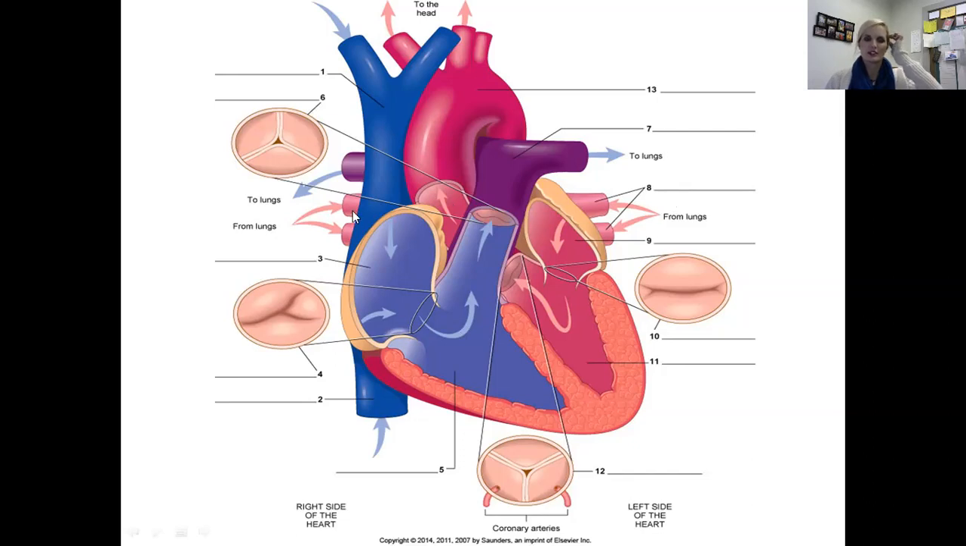You can see that there's some over on this side as well, because it's coming in from the lungs. So think pulmonary because of the lungs, and then veins because it's bringing blood back towards the heart. Those veins are going to deposit that blood into the top chamber, just like it did over on the right side, but now over on the left side. So we're seeing that being pumped into the left atrium now. So number 9 is the left atrium.